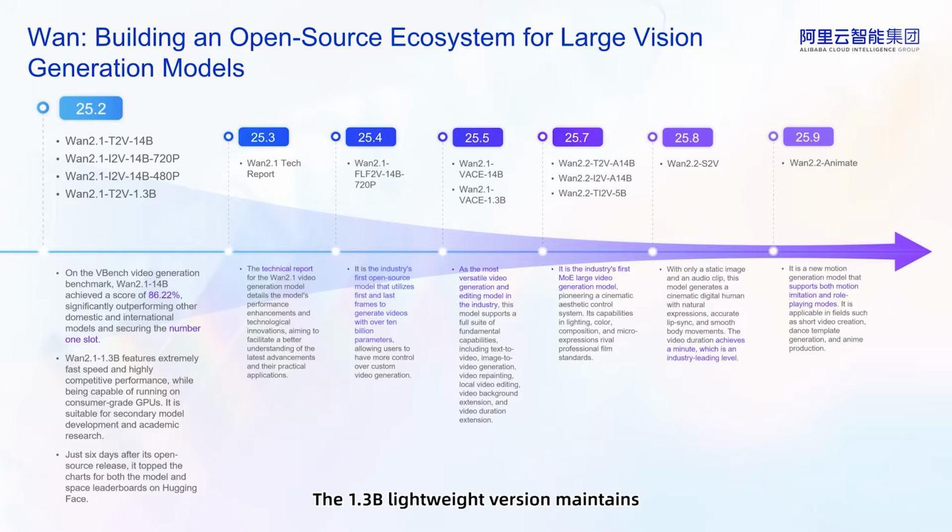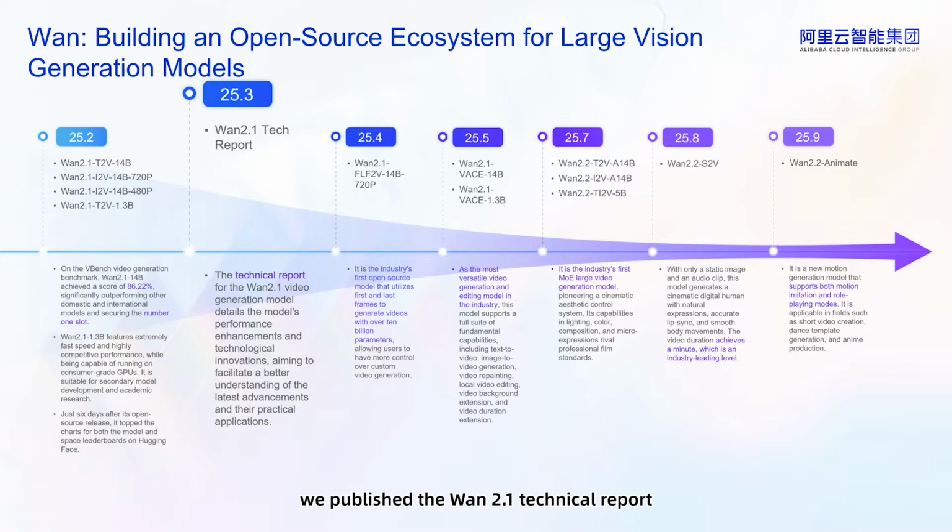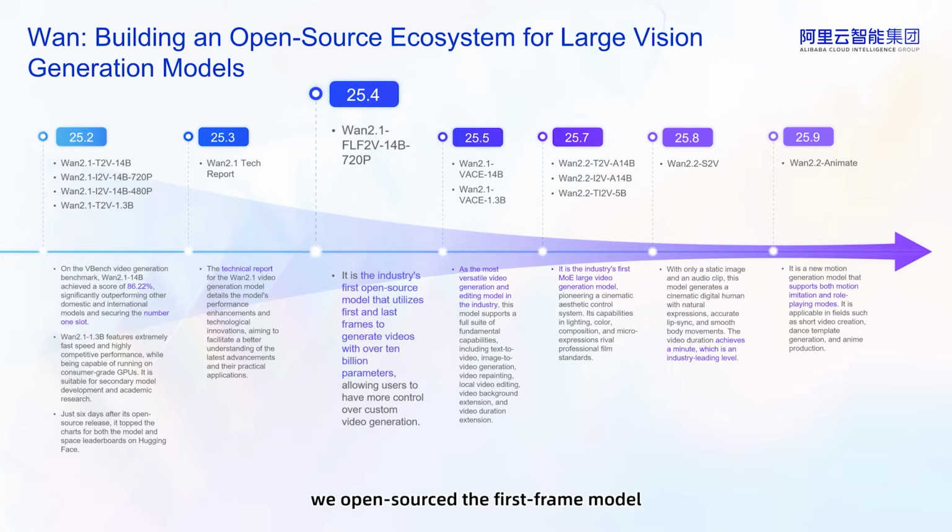The lightweight version maintains competitive performance while being able to run on consumer-grade GPUs, making it ideal for secondary development and academic research. Within just 6 days of its release, it claimed the top spot on both the model and the space leaderboards on Hugging Face. In March 2025, we published the Wan2.1 technical report, sharing more technical details and showcasing the model's application potential. In April 2025, we open-sourced the first frame model, which was also the industry's first frame video generation model with over 10 billion parameters.